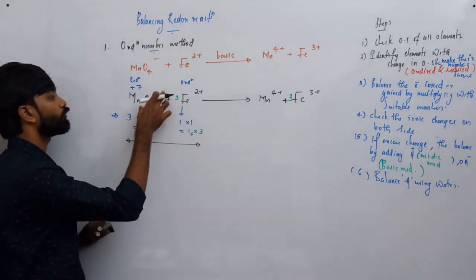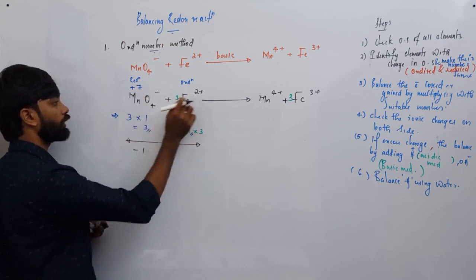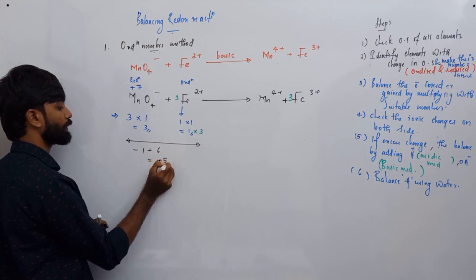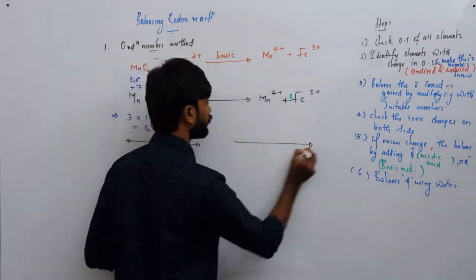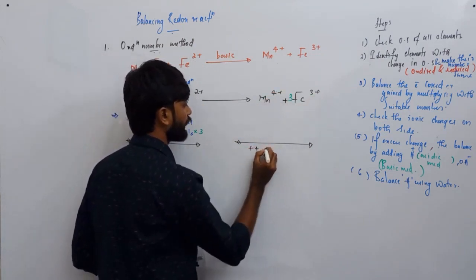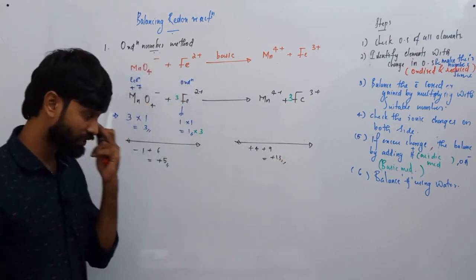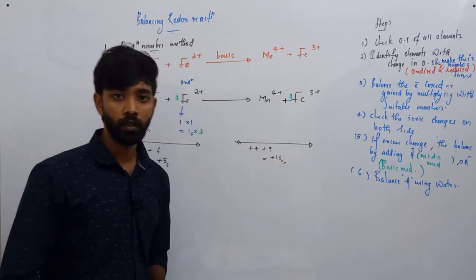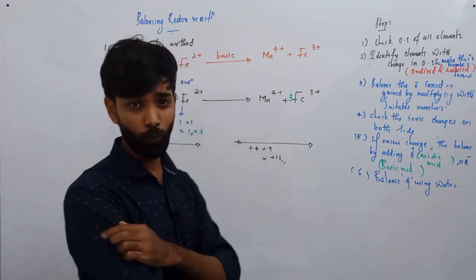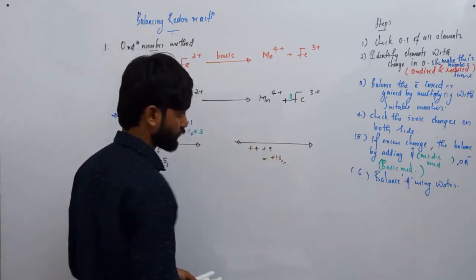The next step, you find the ionic charge. Here is -1. Here is 3 into +2, that is +6. So the total charge is +5. What about here? Here we have +4. 3 into +3 is 9. So it will be +13. So there is an excess: here +5, here +13. Excess 8 positive charge, right? Yeah. Here 8 positive charge is excess.